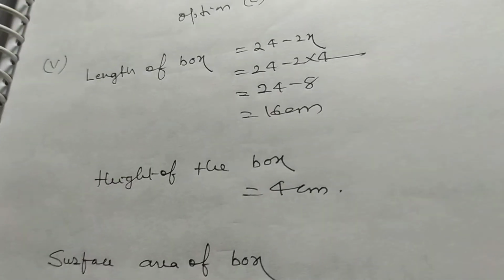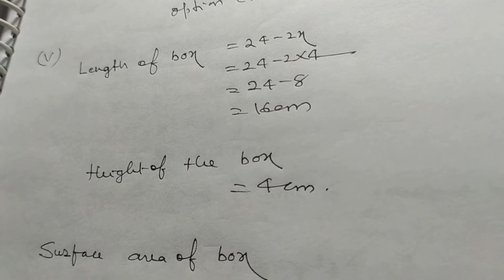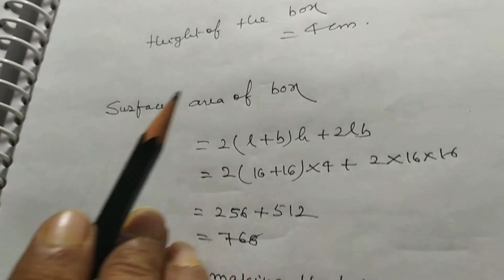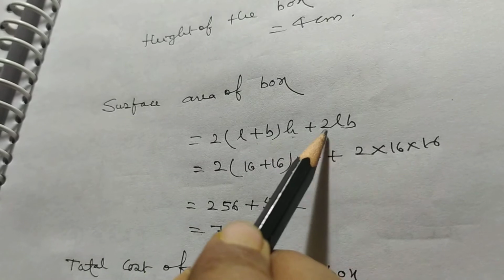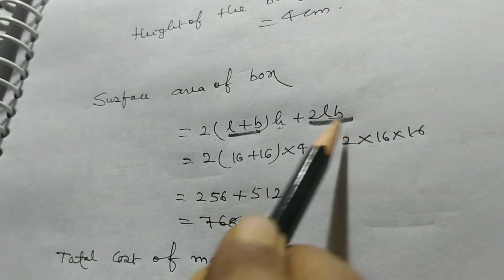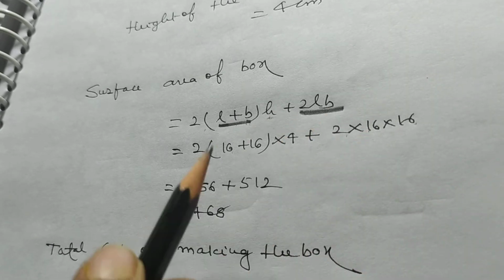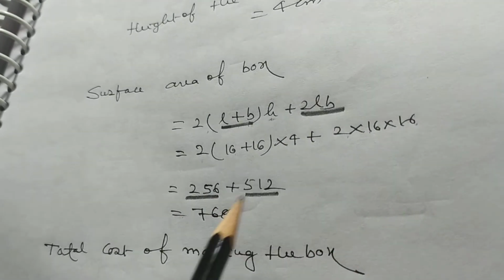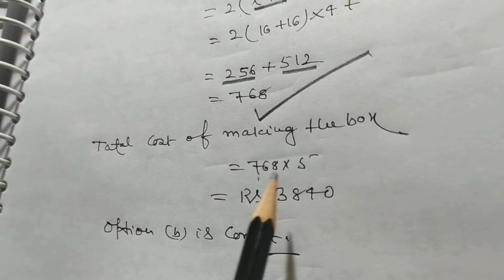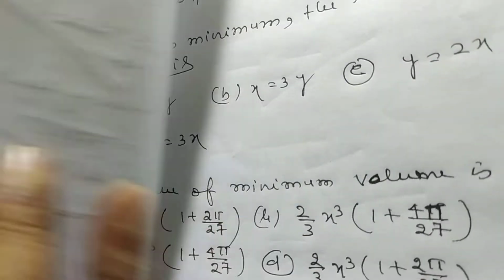Length of box 24 minus 2x, that is 24 minus 2 into 4, that is 24 minus 8, that is 16 centimeter. So height of the box is 4 centimeter. Surface area of box is 2 into length plus breadth into height, that is 2 into 16 plus 16 into 4, that is 2 into 16 into 16 is 256 plus 512, that is 768. Total cost of making the box is 768 into 5, that is rupees 3,840. So option B is correct.